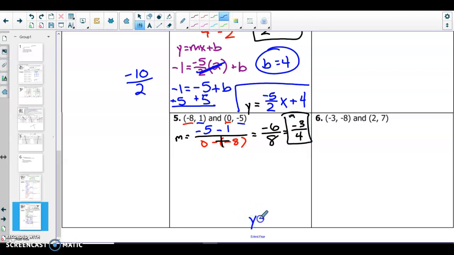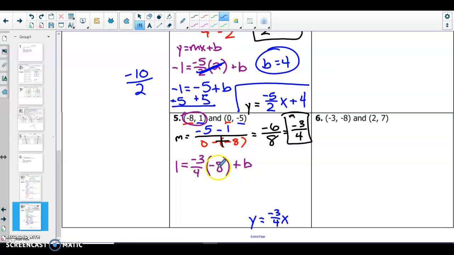Our answer will look like y equals negative 3 over 4x. Let's go see if we have a b value. So choose a point. I don't even know. Let's just take this one, negative 8, 1. So our y value is 1, and it's equal to our m value, which is negative 3/4, times x, which is negative 8 in this problem. It's going to be plus b.